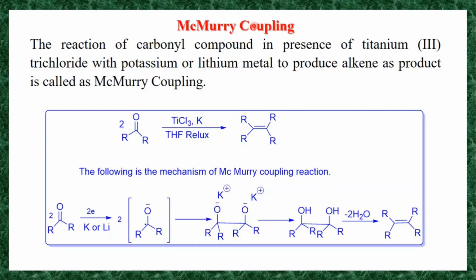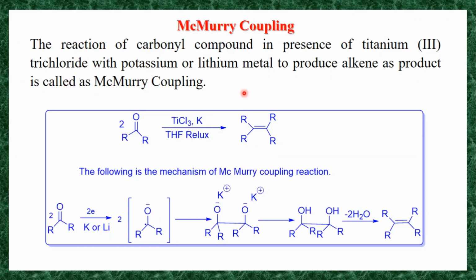So what is the McMurry coupling reaction? The reaction of a carbonyl compound in the presence of titanium trichloride with potassium or lithium metal to produce an alkene as a product is called the McMurry coupling reaction.